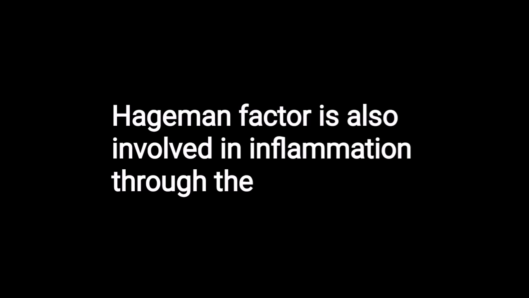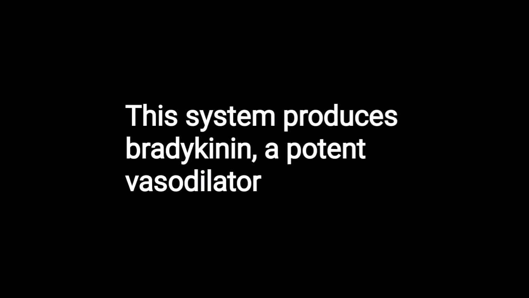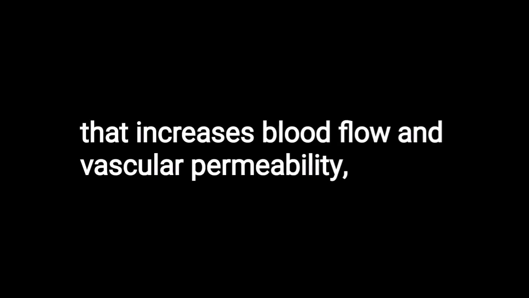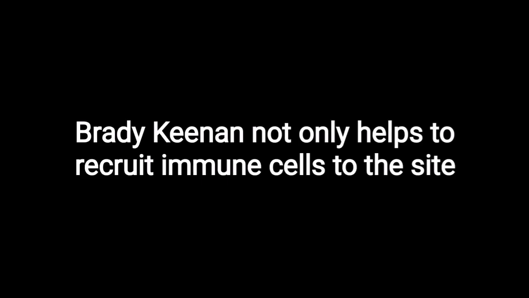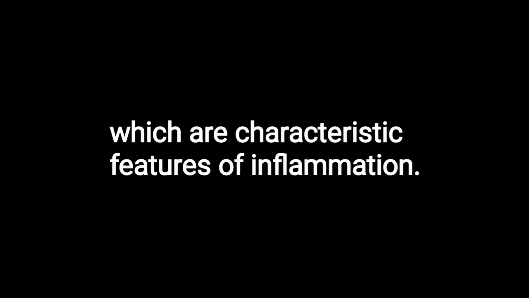In addition to its role in coagulation, Hagemann factor is also involved in inflammation through the activation of the kallikrein-kinin system. This system produces bradykinin, a potent vasodilator that increases blood flow and vascular permeability, contributing to the inflammatory response. Bradykinin not only helps to recruit immune cells to the site of injury, but also plays a role in causing pain and swelling, which are characteristic features of inflammation.